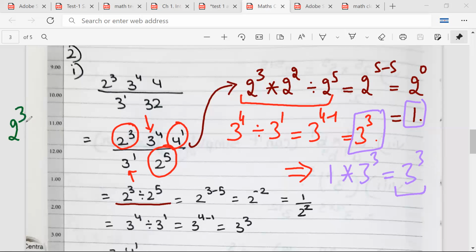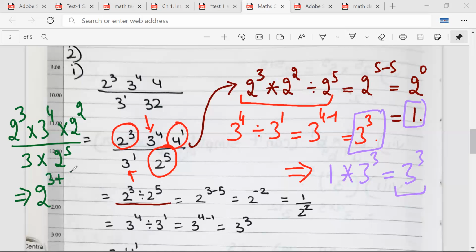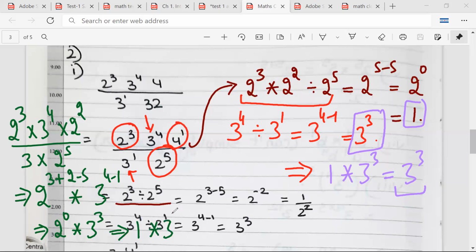So what I had done was 2 cube into 3 raised to power 4 into 2 raised to power square upon 3 into 2 raised to power 5. Now in a single step, I had done 2 raised to power 3 plus 2 minus 5 into 3 raised to power 4 minus 1, which is equal to 2 raised to power 0 into 3 raised to power 3, which is 1 into 3 cube, which is 3 raised to power cube, which can also be written as 27.